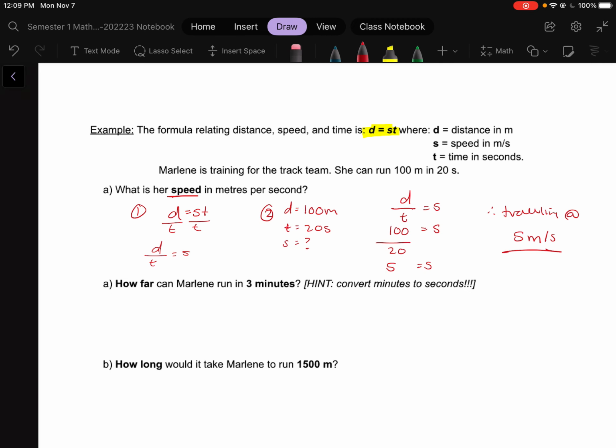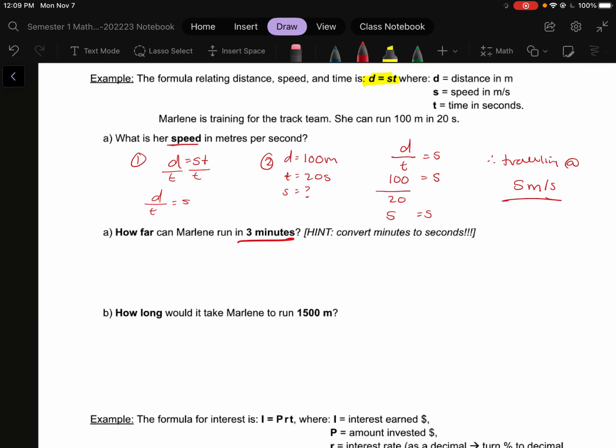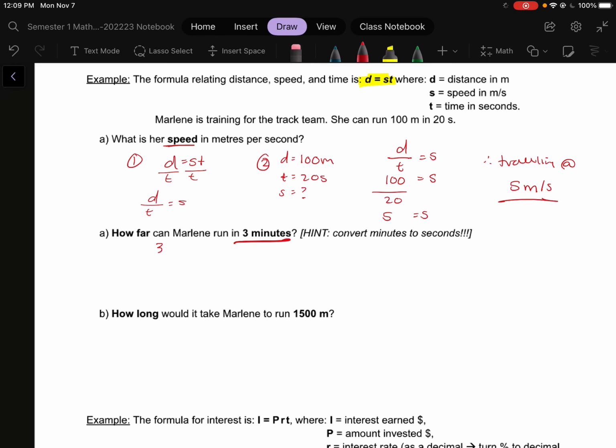So now, how far can Marlene run in 3 minutes? Remember, we have to convert minutes to seconds because the time is in minutes right now. So we do 3 times 60, which is going to give us 180 seconds. That's how we convert. Next step here, distance unknown. We know that our speed is 5 meters per second, and time is 180.